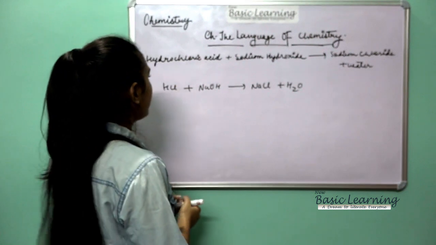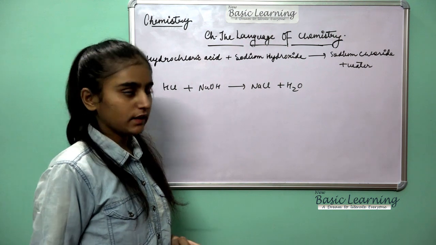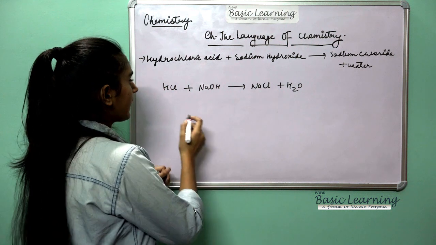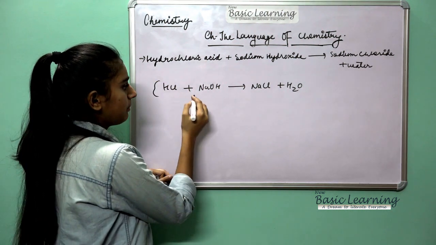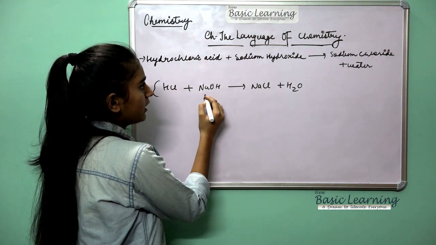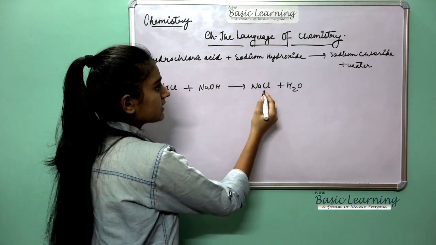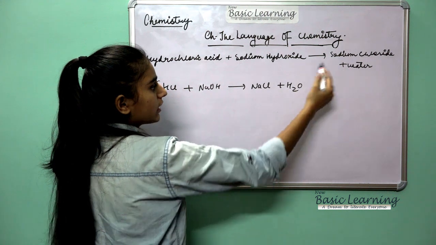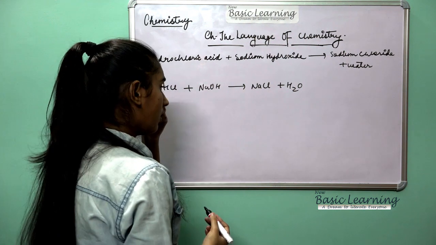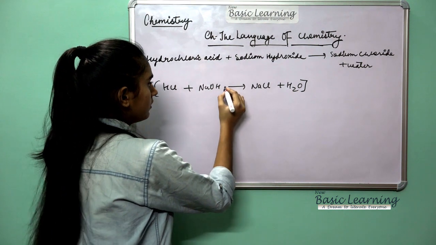I have taken an example here. Hydrochloric acid plus sodium hydroxide gives sodium chloride plus water, and the chemical equation for this is HCl plus NaOH. Sodium is Na, hydroxide is OH, gives NaCl, that is sodium chloride, plus water. Water symbol is H2O. So this is a chemical equation.